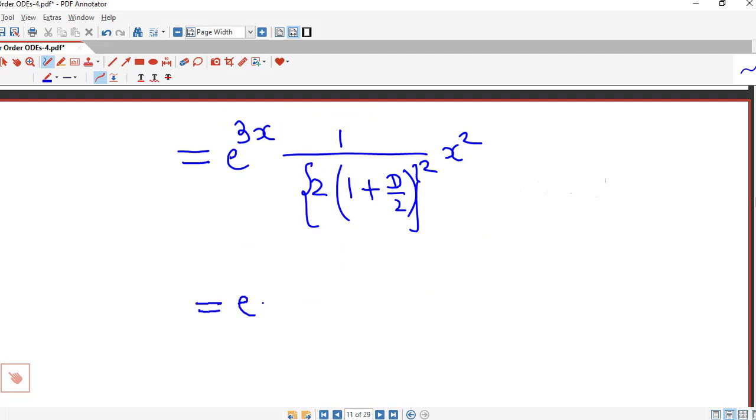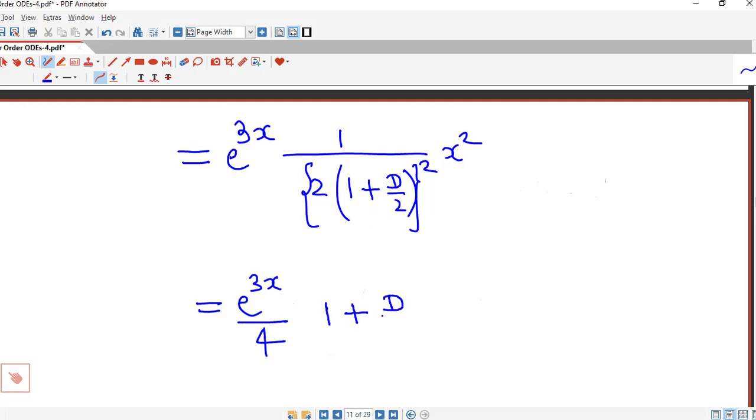So this again we can rewrite as e raised to 3x. This is going to be 2 square, that is 4, so we write 4 here, and we will have square of 1 plus d by 2.